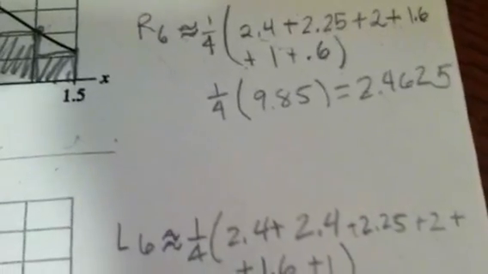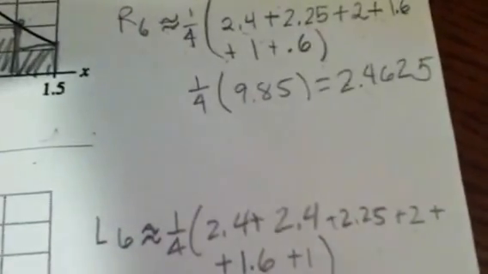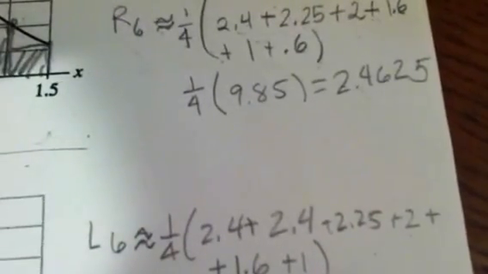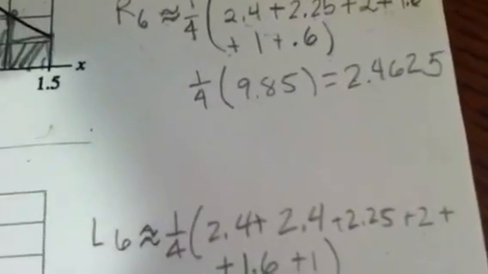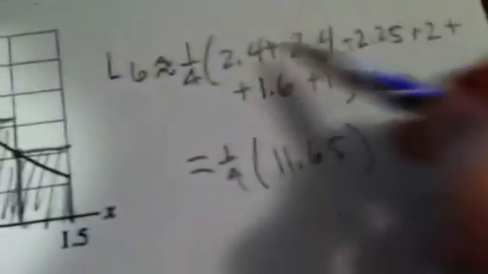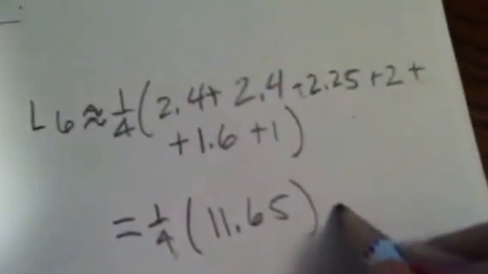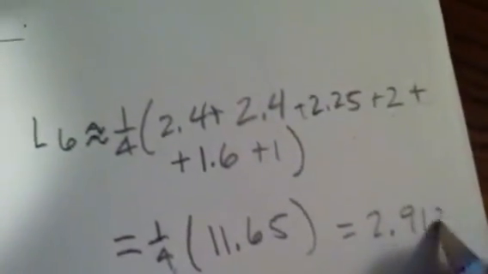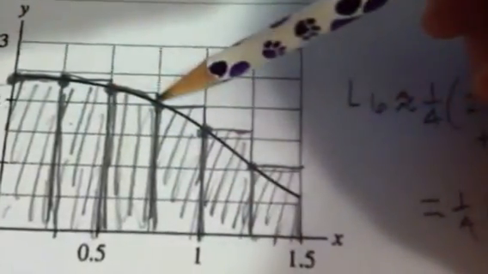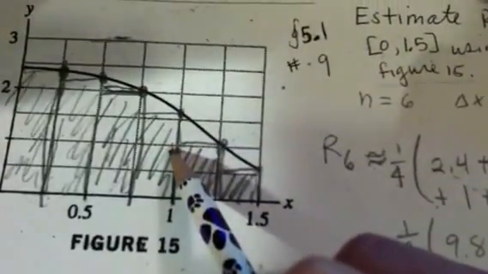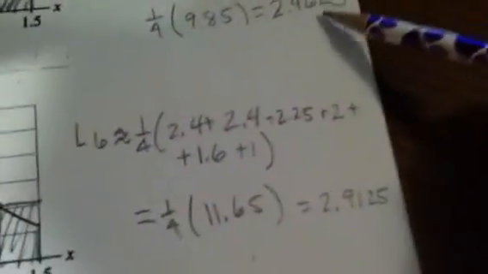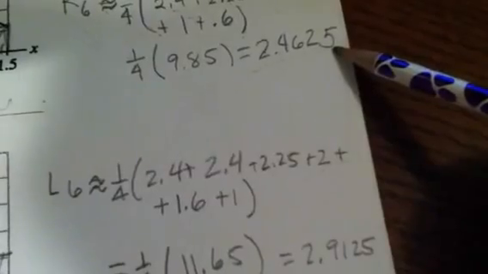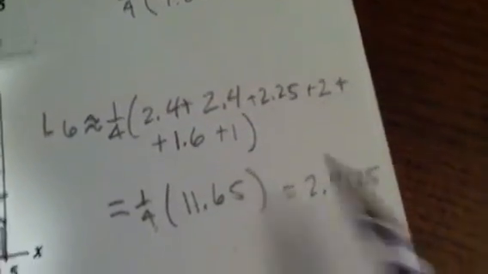So I add that all up, and that's equal to 1/4 times 11.65. Now this 1/4 is delta x, or the width of each one of these rectangles. And these are all the heights. So that's equal to 2.9125. Now we know, if you look at this, we have an overestimate of the area. In the right-hand approximation, we had an underestimate. So we know that the actual area is somewhere between this 2.5 and this 2.9.